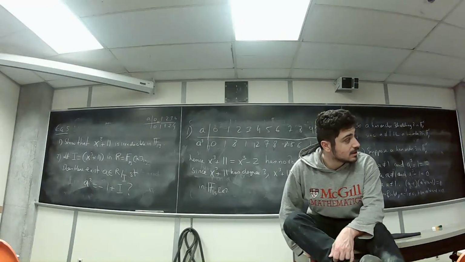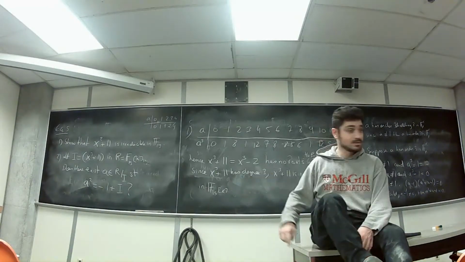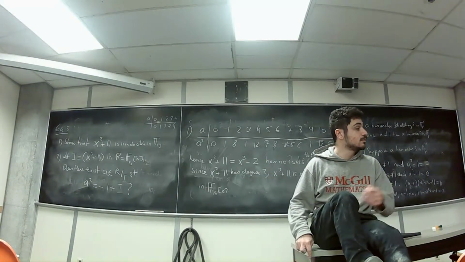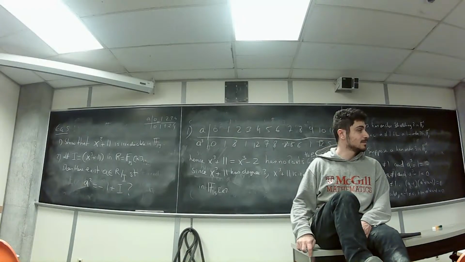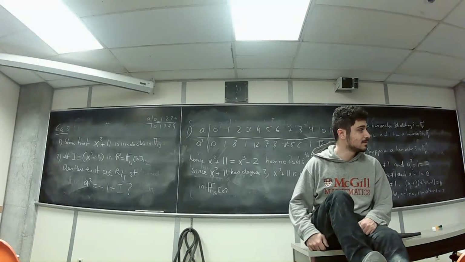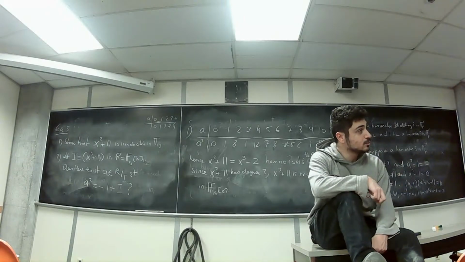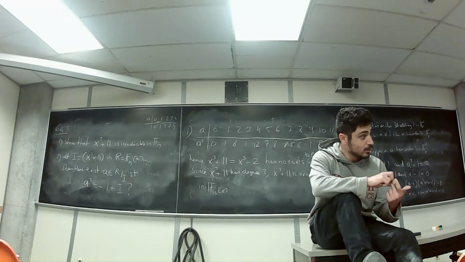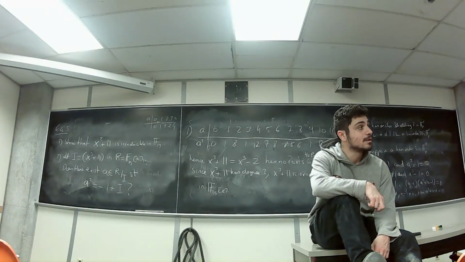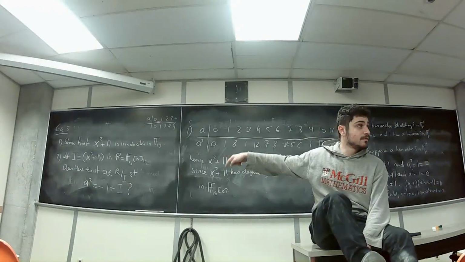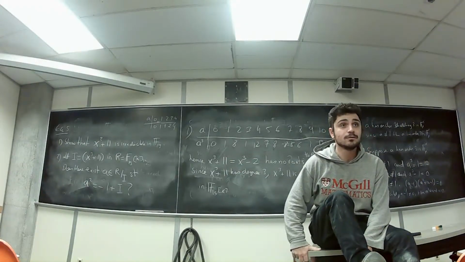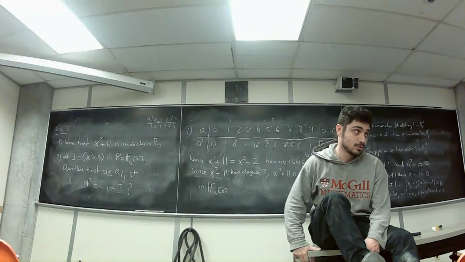If a squared is equal to minus 1, what is the order of a? Can a be equal to 1? No. a squared is not 1, but a to the 4th is equal to 1. So a will have order 4. Now, does the multiplicative group of R mod I have an element of order 4? No.